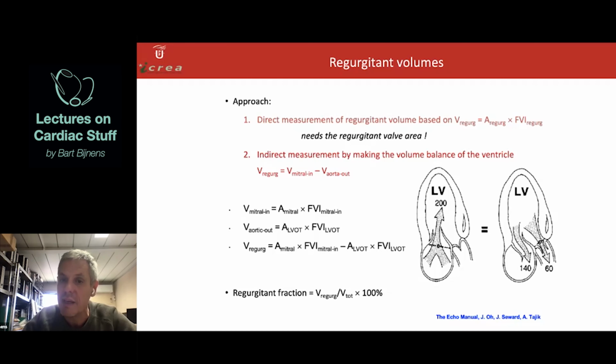So with every heartbeat, this heart has to eject the volume that goes to the body plus the regurgitant volume. So what we can do is actually do a continuity equation based on this. We can measure the mitral in, then we can measure the aortic out, and then we can estimate the regurgitant area and regurgitant volume of the mitral valve. So this is a way to do this.